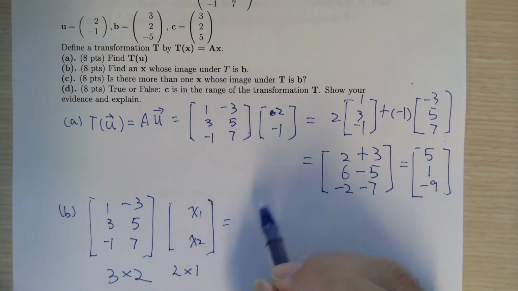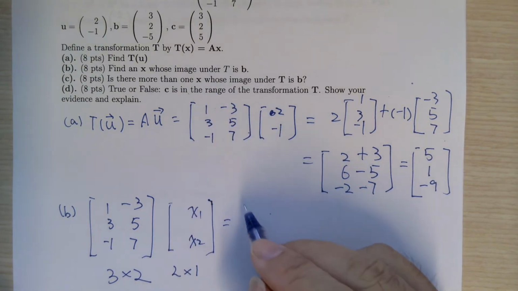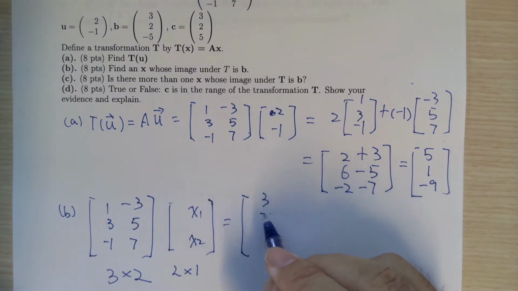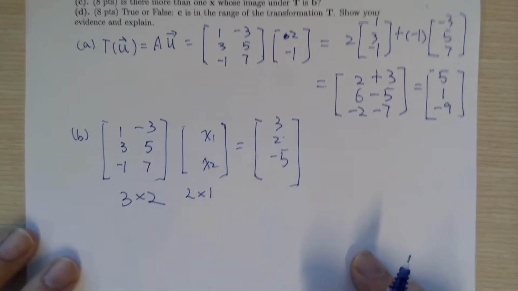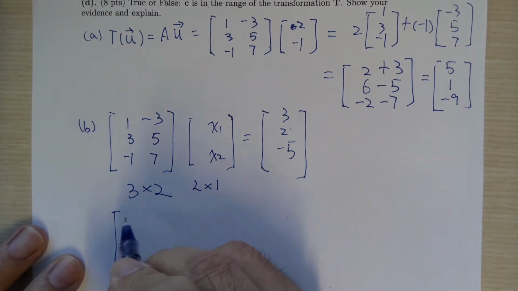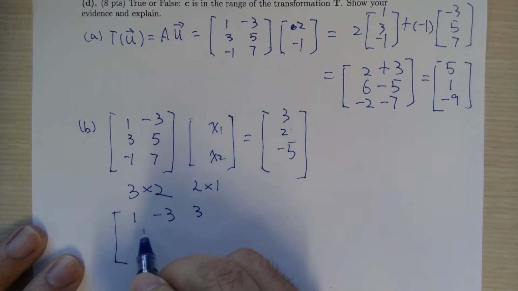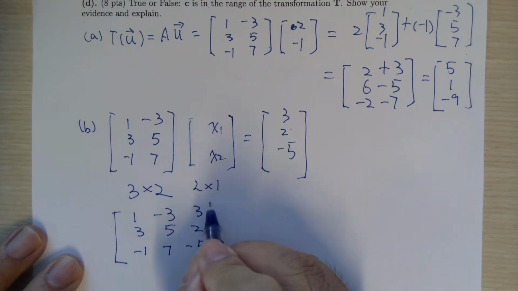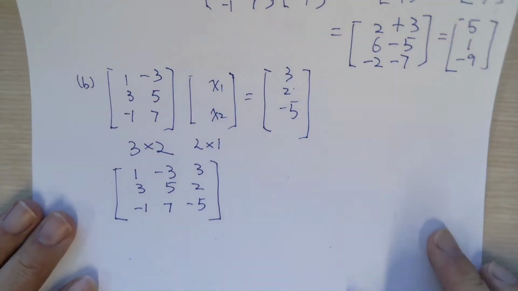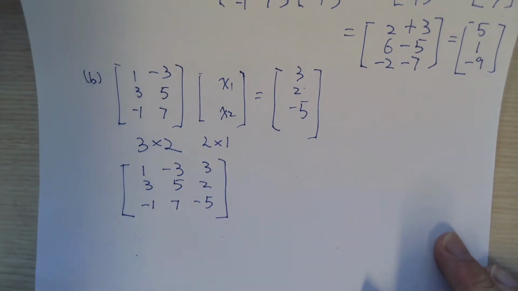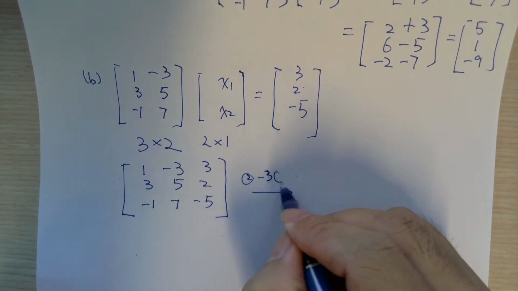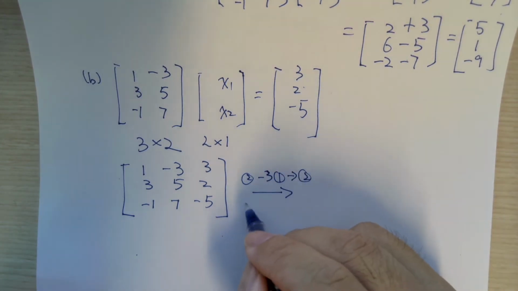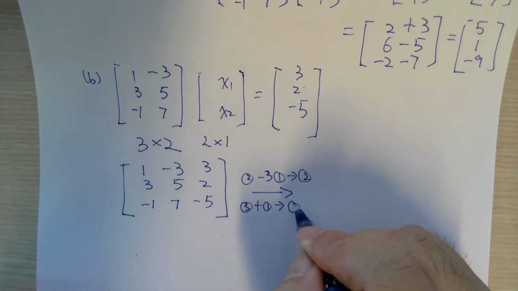Such that Ax equals B. B is what? B is 3, 2, negative 5, right? So basically what we're looking for, the problem basically leads us to perform a row reduction for this augmented matrix. So we can do that. Row 2 minus 3 times row 1 becomes row 2. Row 3 plus row 1 becomes row 3.